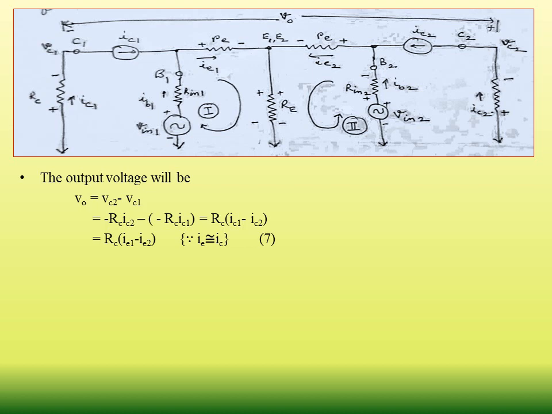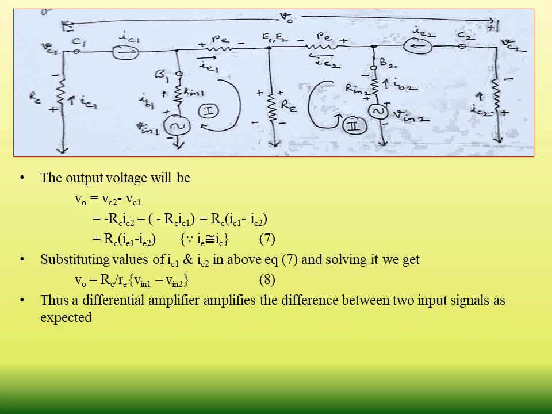In the same manner we can calculate Vc1. On further simplification, we obtain RC into IC1 minus IC2. Now generally we consider IE and IC currents to be approximately same. So we can replace IC1 and IC2 by IE1 and IE2. So output voltage will be RC into IE1 minus IE2. Now putting the values of IE1 and IE2 as they were calculated before, and finally solving, we obtain the output voltage as shown by equation 8.